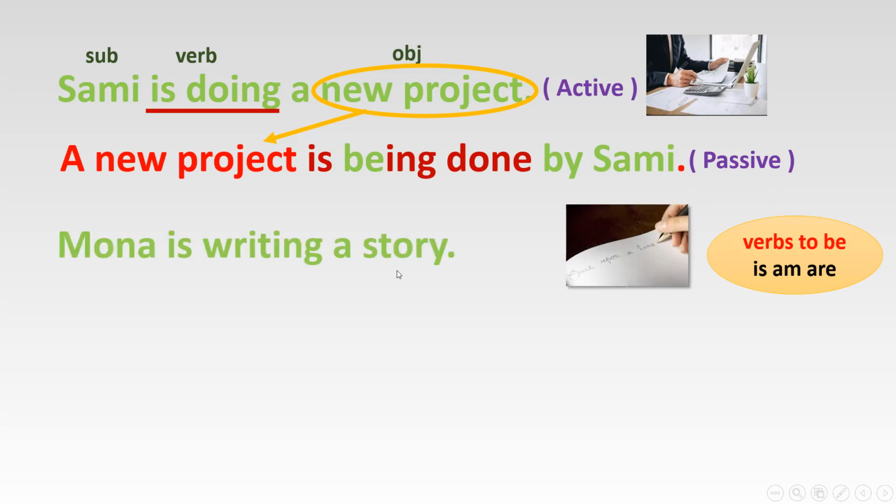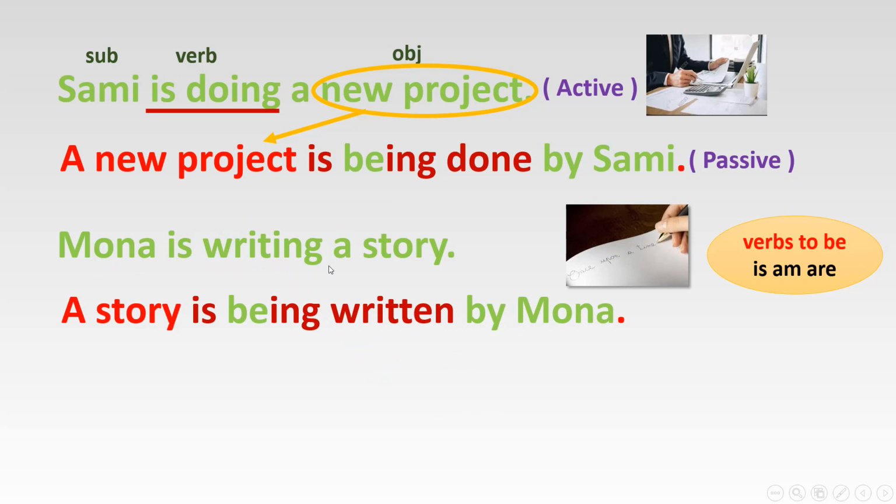Now let's have another example. Mona is writing a story. Mona is the subject, is writing is the verb, a story is the object. It becomes a story is being written by Mona. هنا we begin with the object. بدأنا بالمفعول. Then we use is or am or are. Then we have being and the past participle.